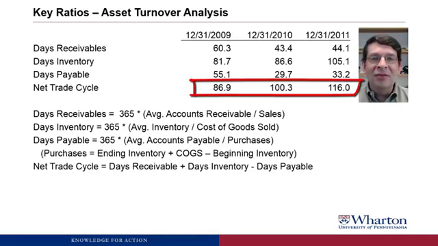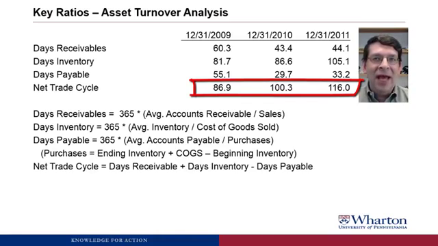What that represents is the number of days from when you get raw materials to when you actually collect cash from customers. Because first you get raw materials, you have to turn them into inventory and sell it. That's our days inventory. Then once you sell it, you have to wait another 44 days to actually collect the cash. In the meantime, you have days payable reducing this, because once you get the raw materials, you can take 33 days to pay your payables.